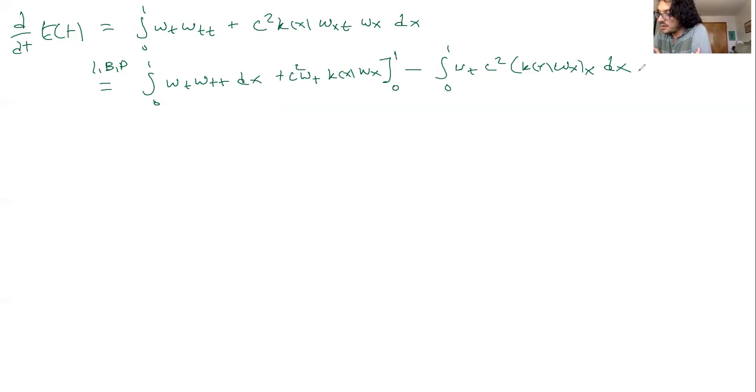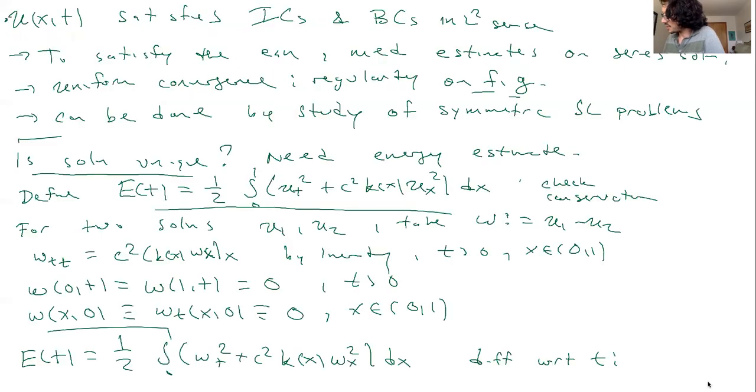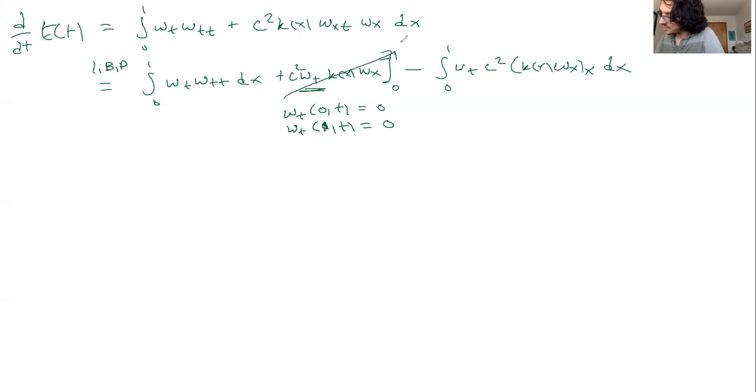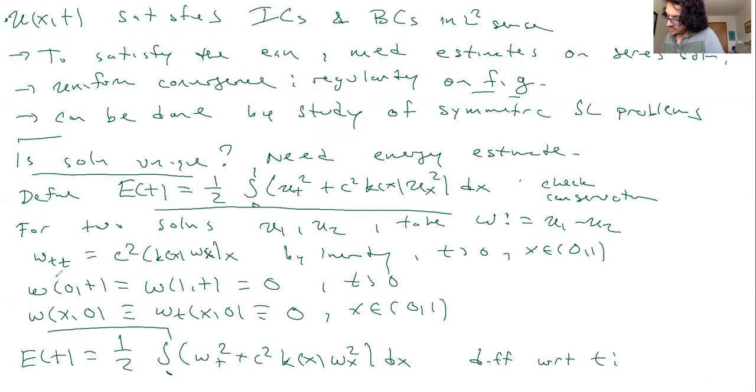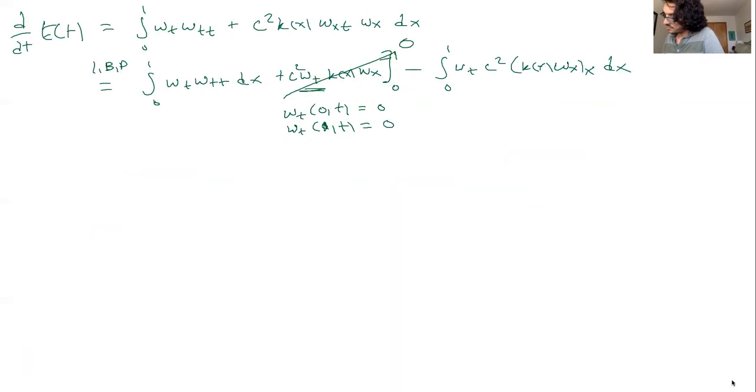Okay. So on the boundary, W_t of 0,t is equal to 0, and W_t of 1,t is equal to 0, because W of 0,t and W of 1,t are equal to 0. So that means this whole thing goes away. This has W_t out in front, and then I have W_tt minus c squared k of x W_xx dx, which is essentially just this PDE here. So I end up with, this is equivalent to 0, okay?